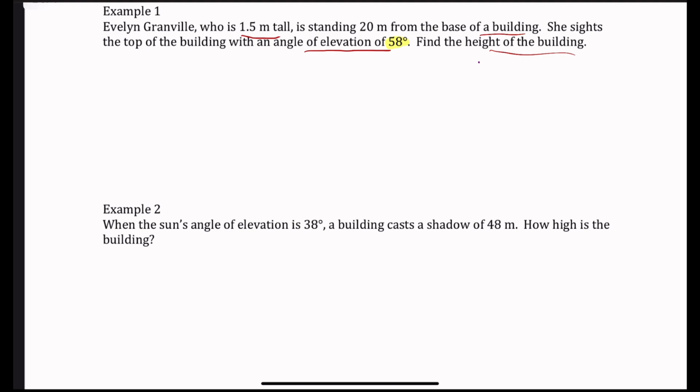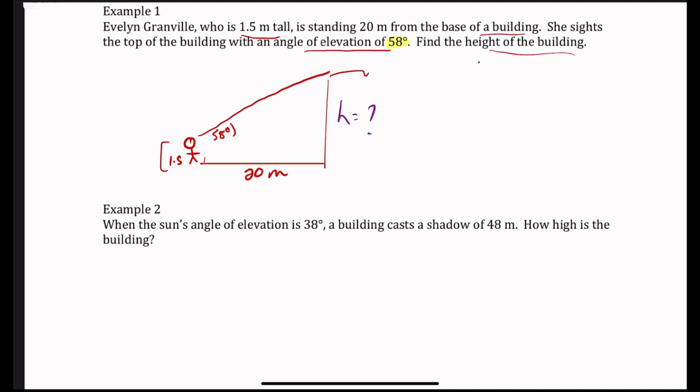And so you got Evelyn, who is 1.5 meters tall. So this height here is 1.5. And then they're standing 20 meters away. This is not to scale, but we're just drawing it roughly here. So it's 20 meters away from the base of the building, and they're looking upwards with an angle of elevation of 58 degrees. And they want to know what's the height of this building over here. So I find that drawing these problems always helps.